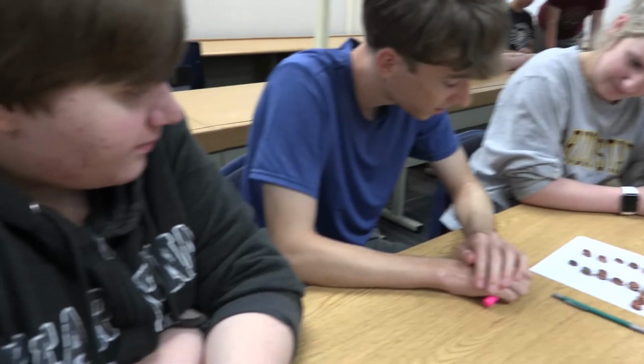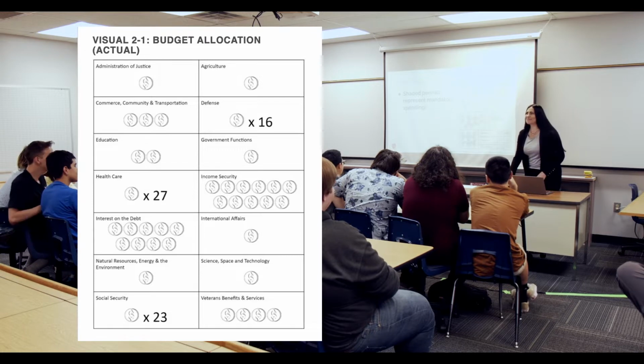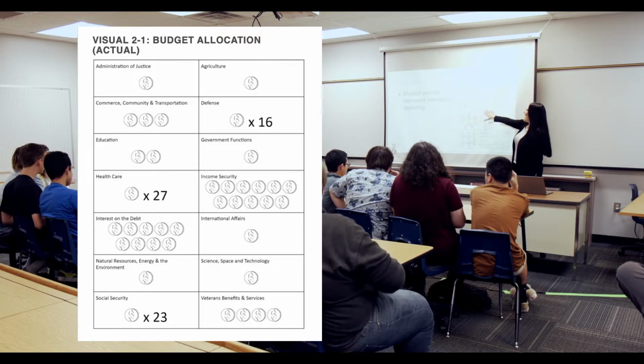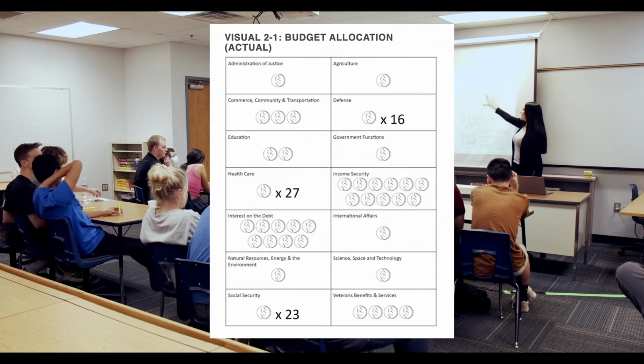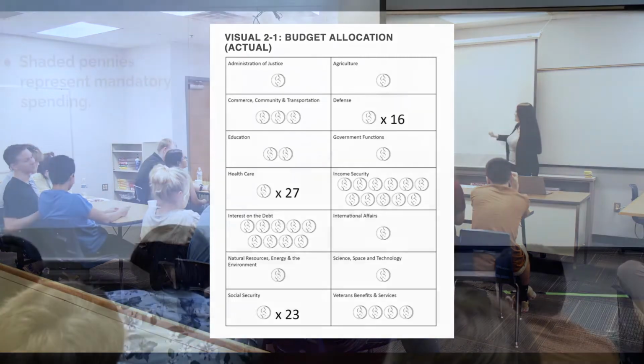After students have had a few minutes to allocate their pennies, display visual 1 to show the actual allocations. Use the chart in the lesson materials to provide some examples of the types of things that are included in each category. For example, administration of justice includes federal law enforcement, litigative, judicial, and correctional activities, as well as criminal justice assistance. Give each group a copy of handout 2, which has the pennies correctly allocated into the 14 categories. There is also a digital version of this handout if your students are collaborating using the shared Google slides.